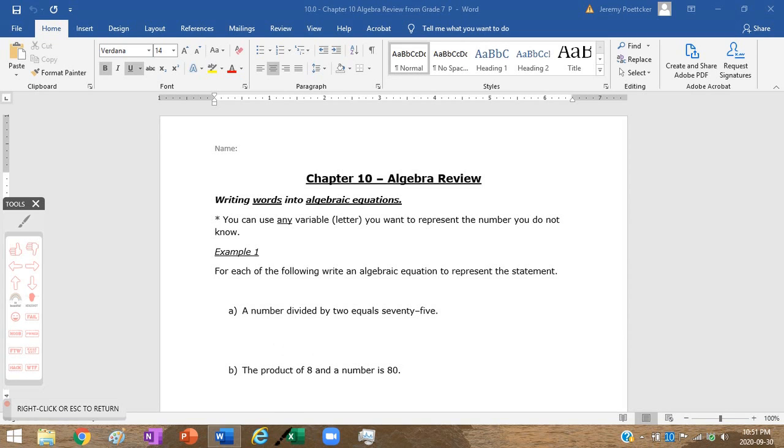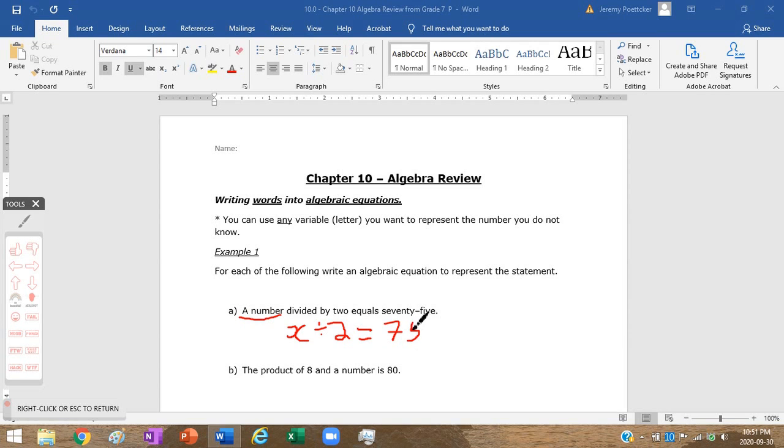So let's get right at these here. A number divided by 2 equals 75. And a number, okay. Let's be a typical math teacher here and call it x. I always write my x's like a handwritten x. It saves it from looking like a multiplication symbol. So x divided by 2, so I can write it as x divided by 2 equals 75.